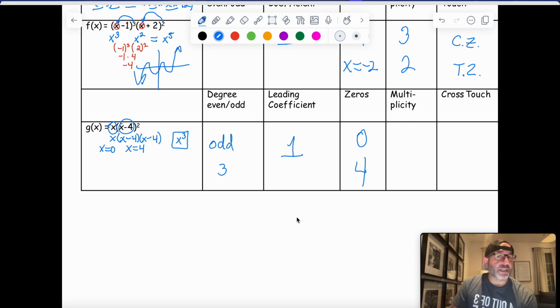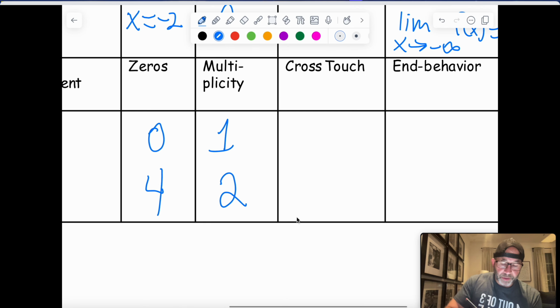That 0 has an odd exponent, so it's only going to count once for the multiplicity. That x minus 4 has a 0 at 4, and it's going to count twice. So it's going to be a multiplicity of 2. Because it's a 1 for the multiplicity, this is going to be a crossing 0. And for that 2, it's going to be a turning 0.